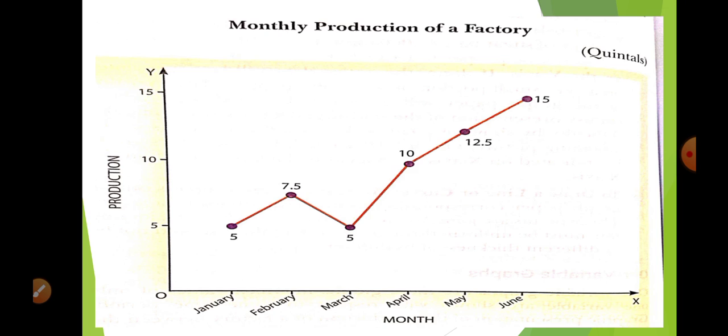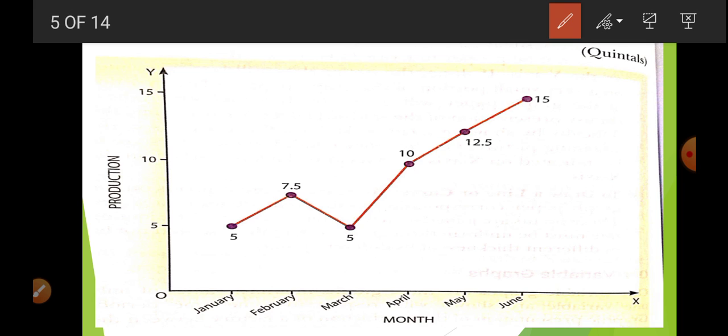For example, a heading is given, your title is given: monthly production of a factory. We know that time is always represented on OX axis, so here also these months are represented on OX axis, and production that is given in quintal is represented on OY axis. When we plot all these values, we are going to get this line. Okay, and this is known as a time series graph.